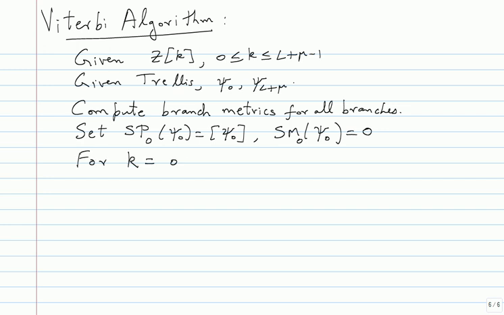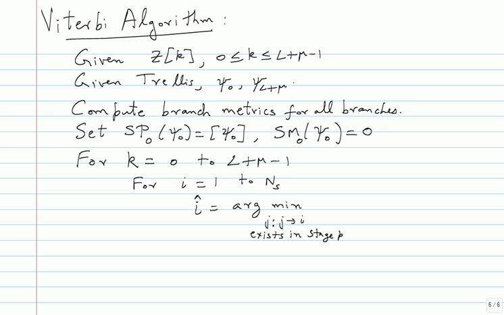So for k equals 0 to L plus mu minus 1, for i equals 1 to Ns, the number of states, the operation you do is i hat equals argument minimum j such that j to i exists in stage k. Remember, in the initial and termination stages, some branches don't exist and they'll suddenly show up in the next stage. So for convenient notation, I'm going to say this. Okay, I'll add SM k of j plus branch metric k from j to i. I do the argument of the minimum.